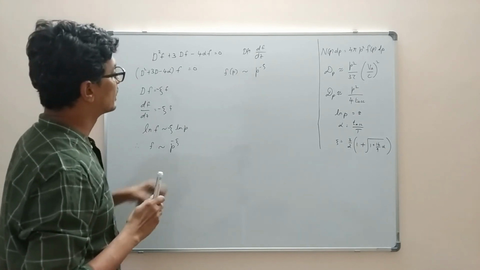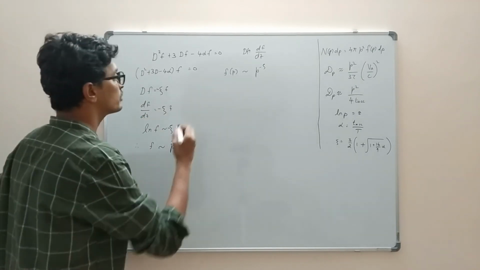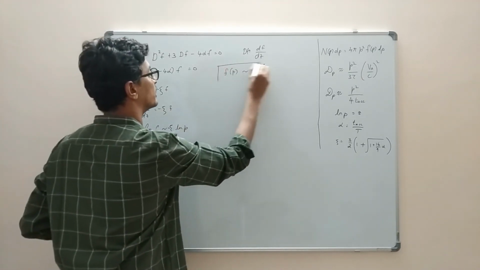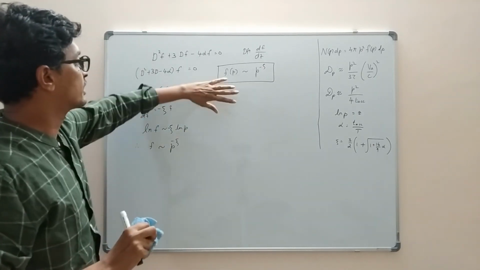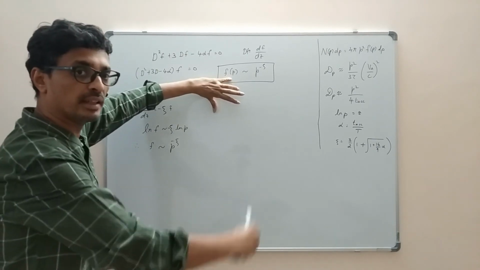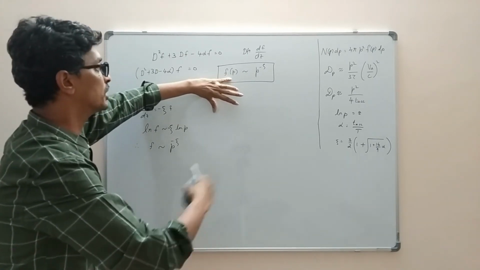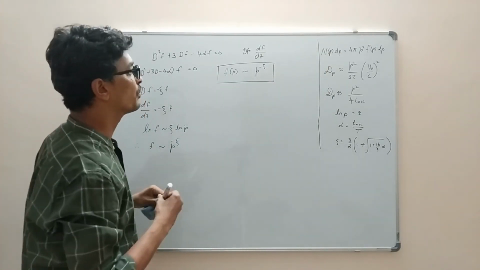This is an interesting relation which gives us the shape of the electron distribution accelerated by the Fermi second order process, or the stochastic acceleration process. When I plug it back there, you can always find it out.